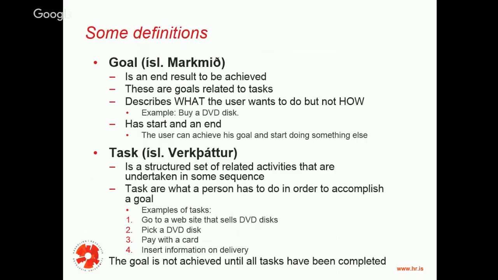Okay, so if we look at the goals, here we are talking about when an end result should be received. Then the goal should actually describe what the user wants to do, but not how. So what is it really that the user wants to accomplish? And I have one example there. I would like to buy a DVD disc. That's really old fashioned, but okay. This was some years ago, probably.